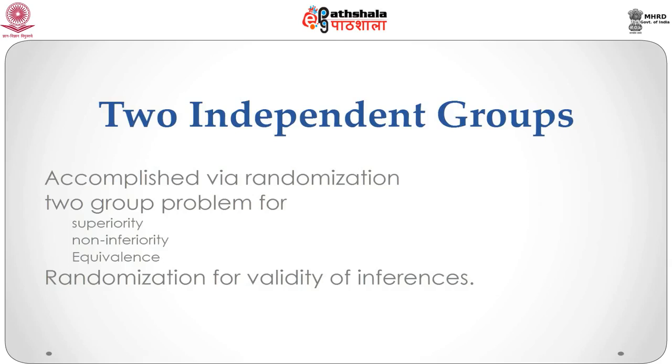We assume that we have two independent groups, though of course it is easy to generalize the methods to the case where we may have more than two. The two independent groups are accomplished via randomization. Two group problems can arise in different situations. So we have the two group problem for superiority, where we wish to explore whether one treatment is superior to another on some relevant primary outcome.